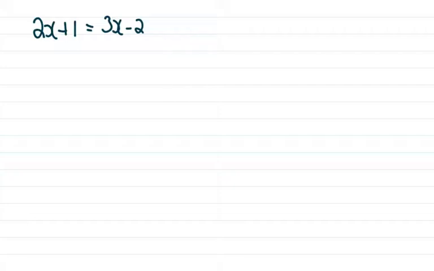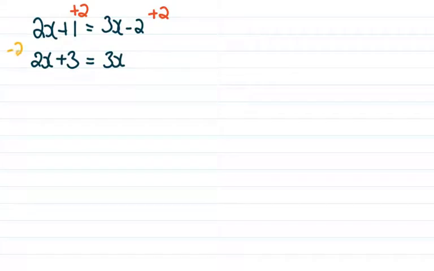So let's do that. In order to do that, we would be moving everything over to one side, all the x's over to one side to solve for x. So we'll start by adding 2 to both sides. So when I do that, I have 2x plus 1 plus 2, which is 3. And 3x minus 2 plus 2 is just 3x. Then I'm going to subtract 2x from both sides to get all the x's over to the right side. And then I have 3 equals 3x minus 2x is 1x. So therefore, x equals 3. So this equation is only true when x equals 3, so the solution is 3.